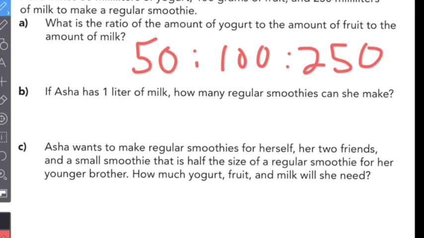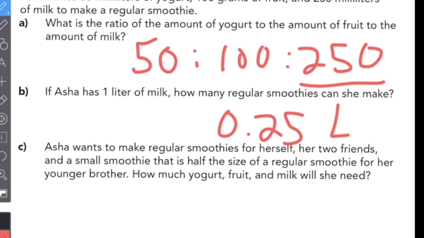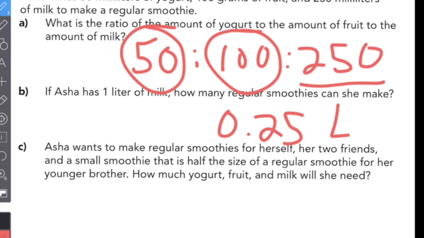For the B, it says 1 liter of milk. So we have to look at the 250 milliliters. Well, that is 0.25 liters. Why? Because what I did was move the decimal over. So I need to figure out how to get 0.25 into 1 full liter. So think about it. It's a 1/4. So what do you have to multiply by 1/4 to get to a liter? I'm not going to give you an answer, but whatever you multiply a quarter by, that's what you're going to do to every single ratio, and that will help you figure out B.